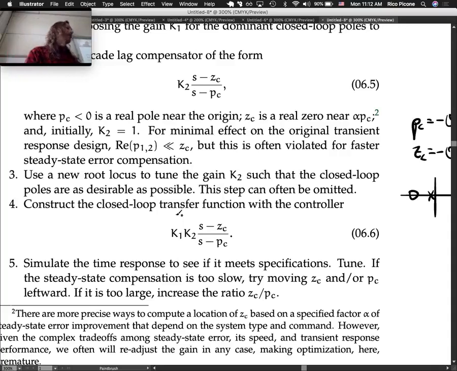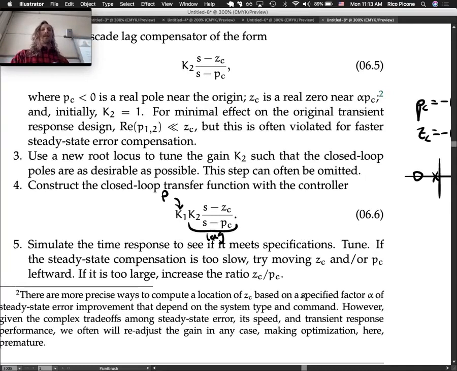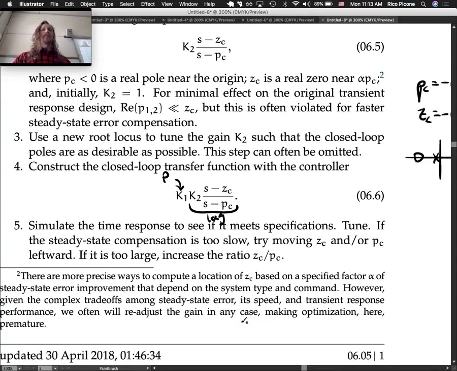This is one of those things with the design where it's kind of a technique that you develop and maybe you get comfortable with for yourself. This is like sort of a guideline of ways you could go about it. So, step 4, construct the closed loop transfer function with the controller. So this is the controller here. So this was our original gain controller, our P. And then this is our lag compensator, right? So once you put the lag compensator on there, it is your proportional lag controller.